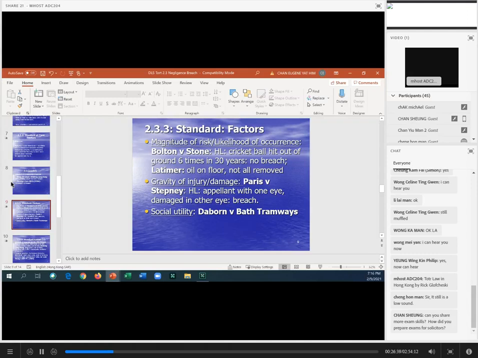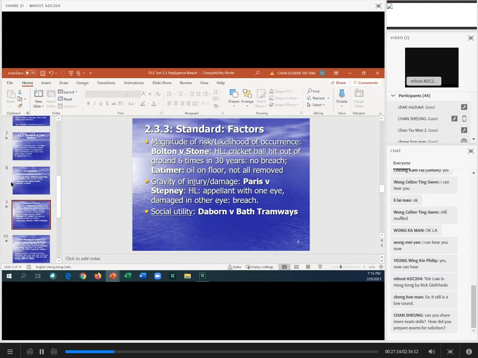Paris and Stepney, remember the appellant only had one good eye, and he was blind in the other eye. And what happened was that there was an accident and the other good eye was damaged, so he was rendered totally blind. So obviously that's a much more serious situation than if you have 2 eyes and you lose one. Okay. So that's Paris and Stepney. Also social utility, what is the usefulness of the activity involved?